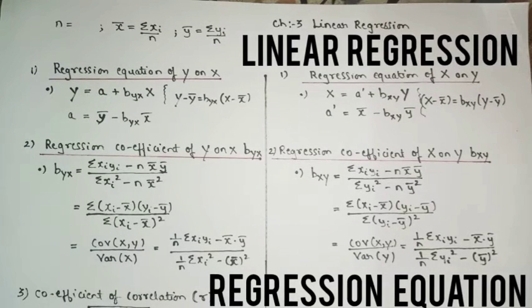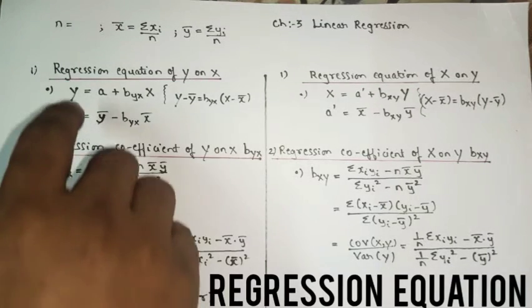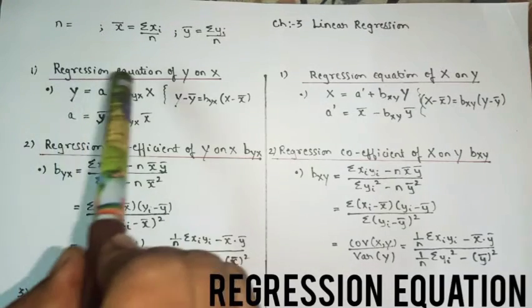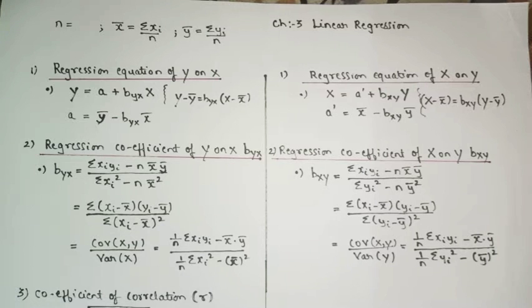Hello students. So now in this lecture we're gonna see a very important chapter, a fresh chapter from Max 2, that is chapter number 3, linear regression. So now in this chapter there are three exercises. As your first exercise, it is based on regression equation. So we'll consider the first exercise as type number 1. Second exercise as type number 2, and third exercise as type number 3.